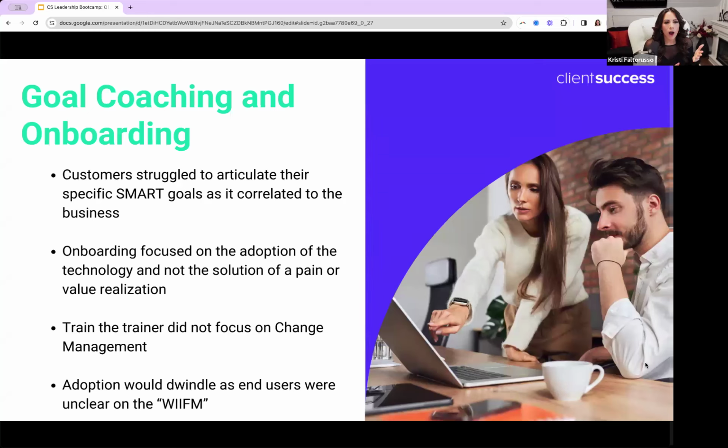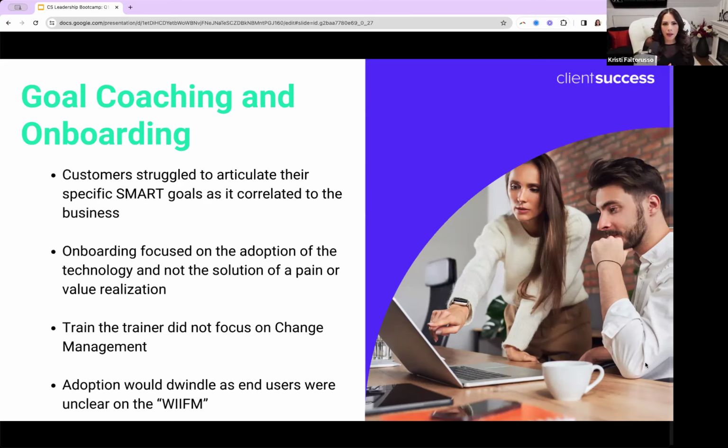The next one here, onboarding focused on the adoption of technology and not the solution of a pain or value realization. And I get that, right? We so often want to make sure that we're introducing the entire scope of our platforms to our customers so that they know what to do, how to use it, and what's available. And then they get a sense of, can you independently use this now? Because I've shown you all the things.